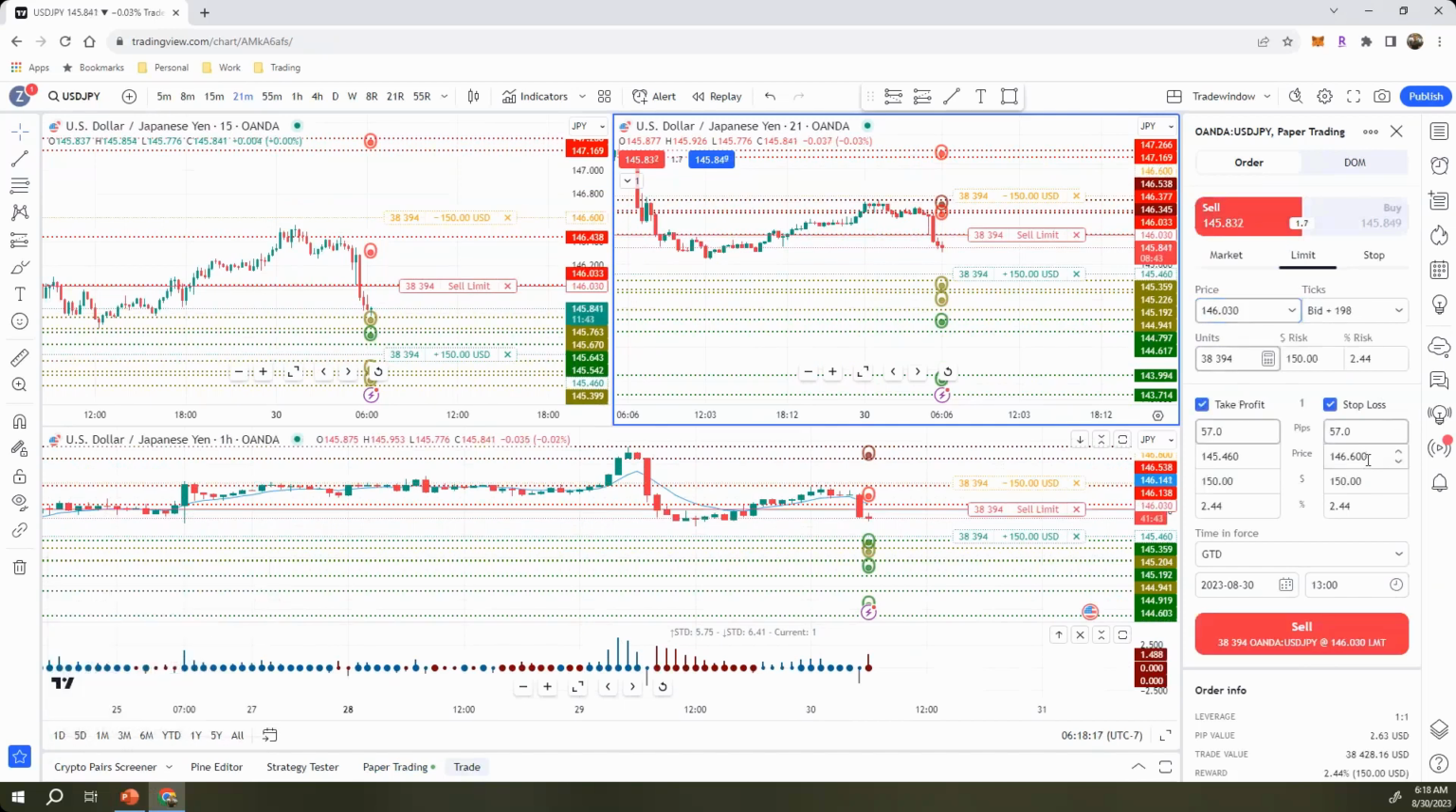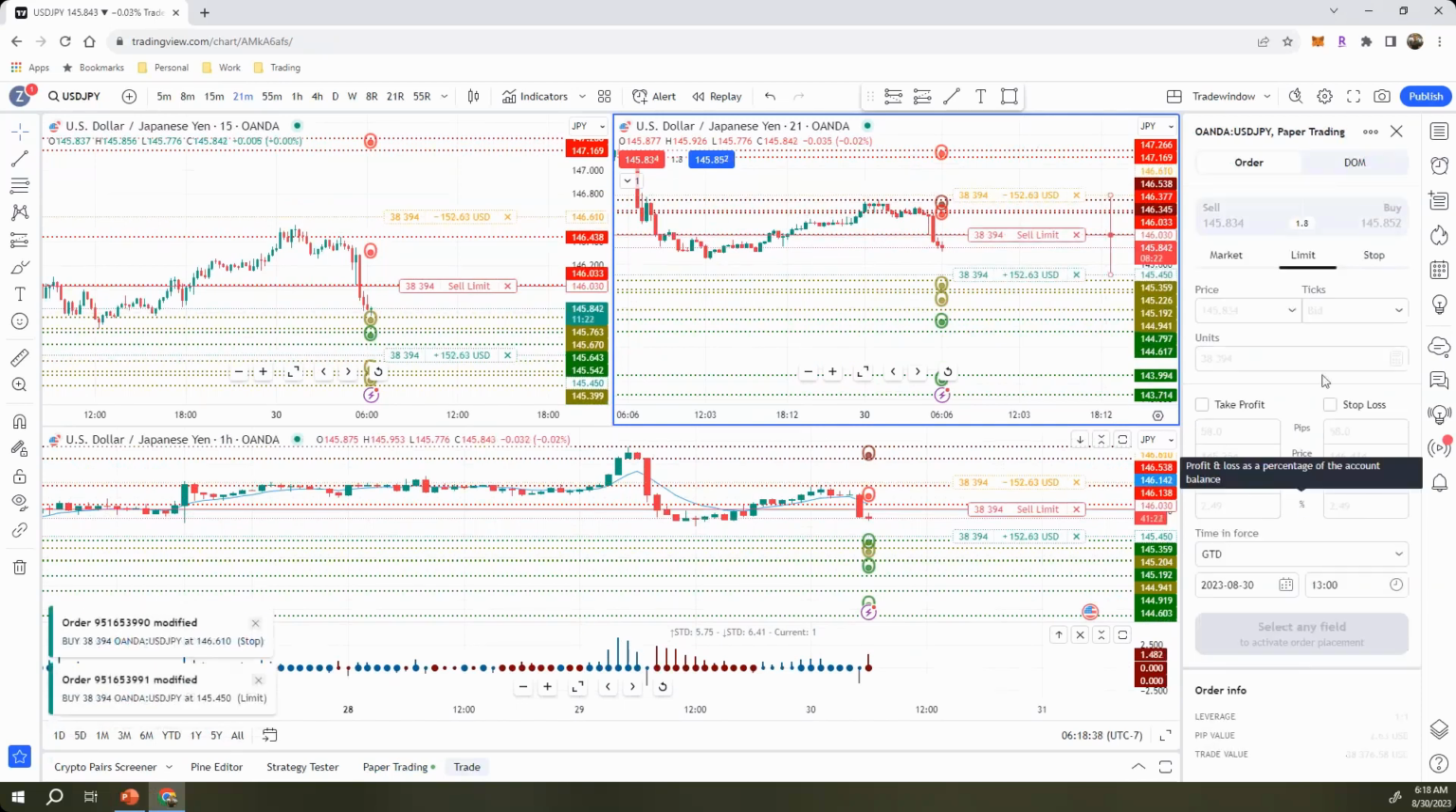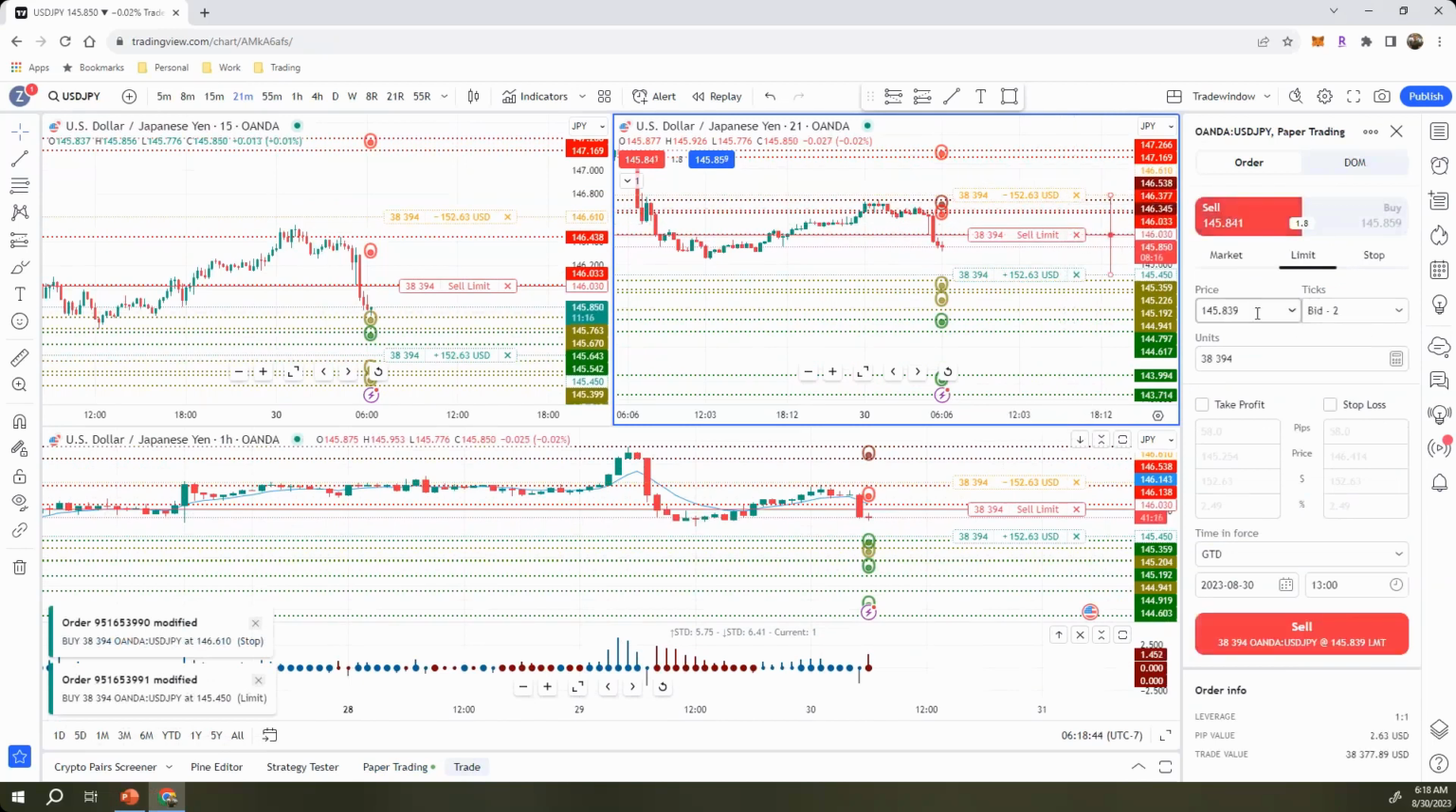Stop loss stays the same, 146.600. I'm sorry, that was supposed to be 61 if I'm not mistaken. Why did it go to 60? Let's modify that. That was supposed to be 61. I really remember that for some reason. So let's set that right, modify that, make sure we're very precise with that.